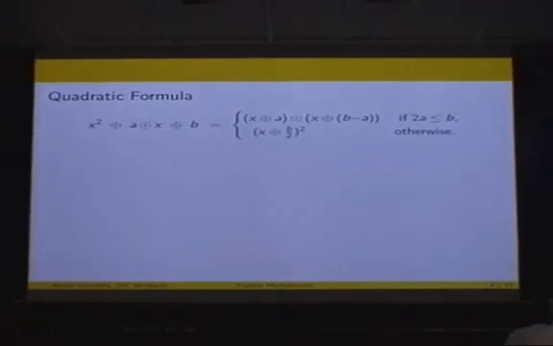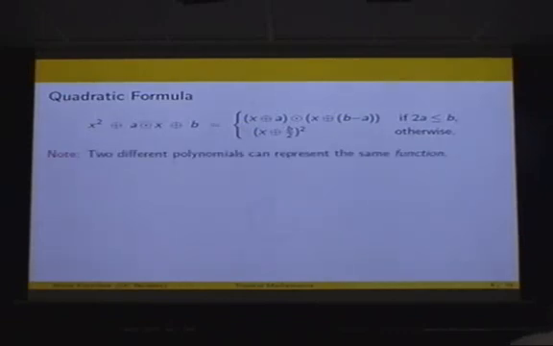There are 2 cases. So if classically 2a is less than b, then this quadratic polynomial factors like this: x plus a, where this minus is a classical minus, times x plus b minus a. If you multiply this out, a times b minus a is the b. And in the other case, you have the double root. You have x plus b over 2, classical half, squared. So this is the quadratic formula that takes a quadratic polynomial and factors it as a product of 2 linear factors.